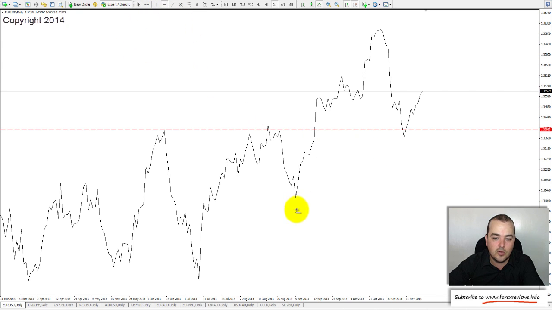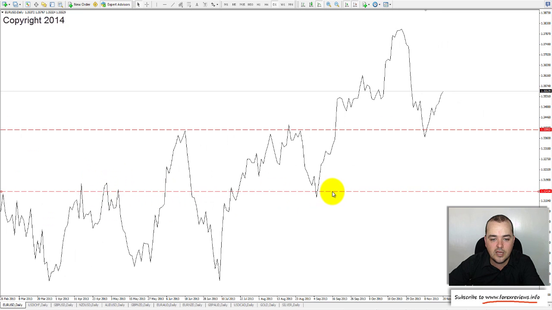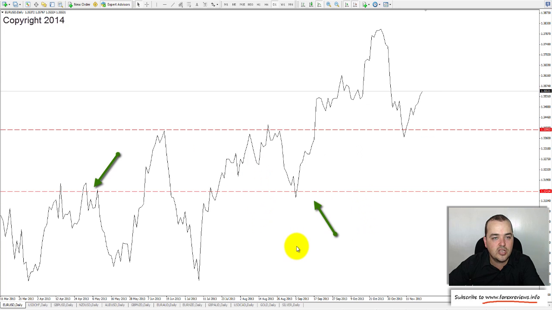Okay, so let's draw in another one, right? Now, as you can see on the line chart, it gives some clear areas where these support and resistance zones are. Like I told you before in the previous part, just before we went to the charts, these are zones.